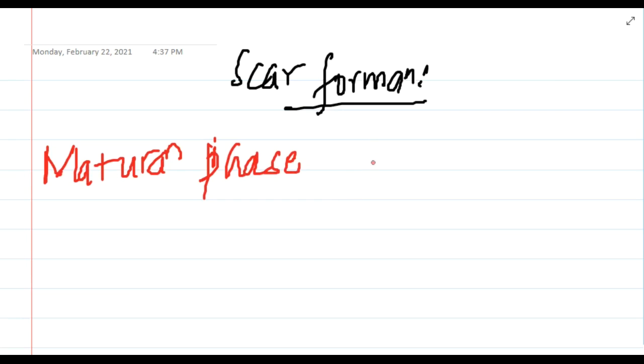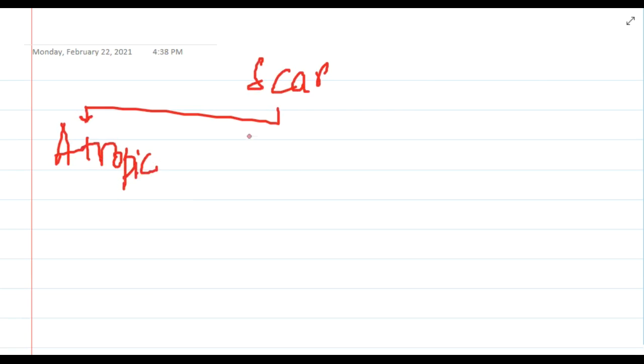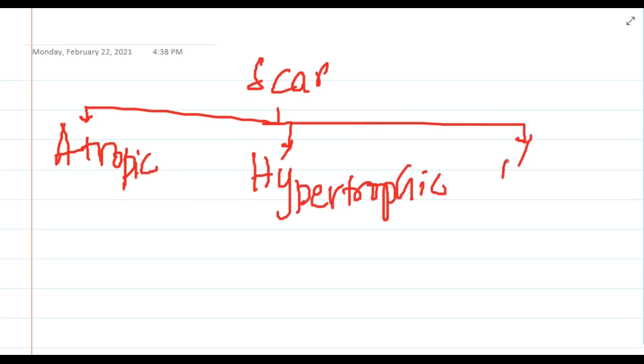One important thing is we will have to see the types of scars. These scars can be atrophic scar or hypertrophic scar, or there can be keloid. First we will learn each of them in detail. First we will learn about atrophic scar.